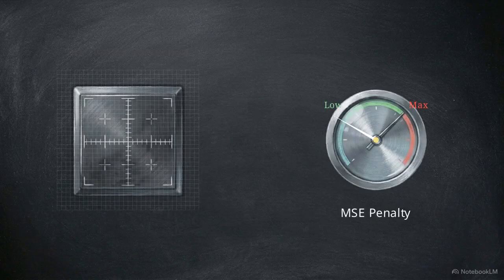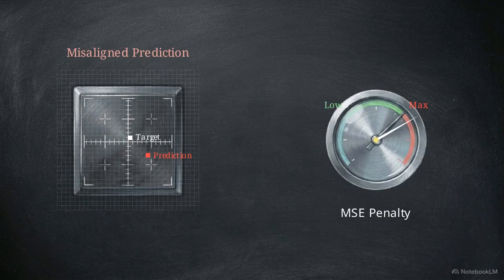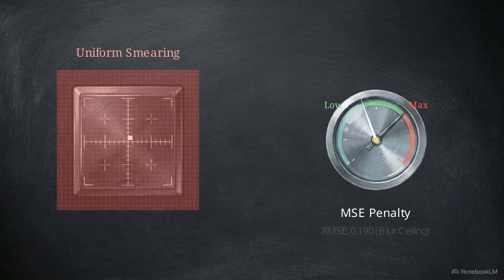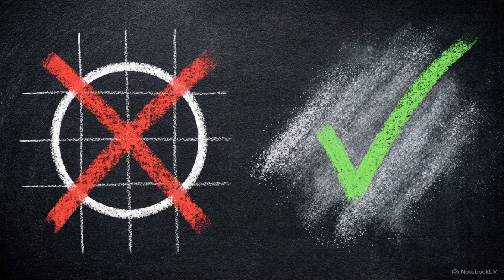Standard pixel mean squared error evaluates spatial density locally. Placing mass 1 pixel away incurs the exact same penalty as placing it across the grid, ignoring physical distance. To avoid massive penalties for slight misalignments, the network simply smears mass uniformly. Pixel MSE actively punishes spatial sharpness in favor of diffusion. It is structurally unsuited for high-fidelity physical decoding.